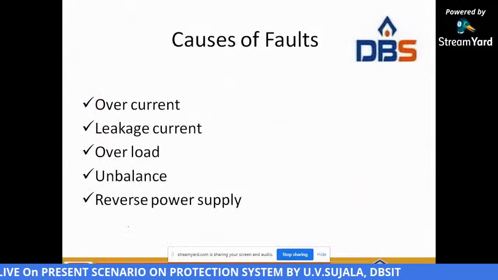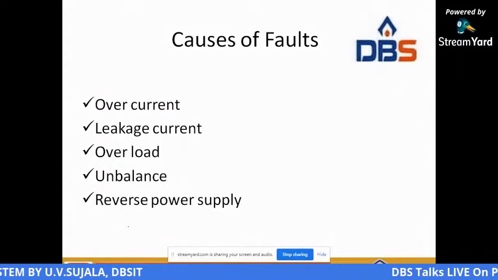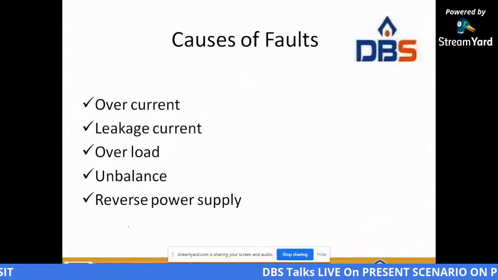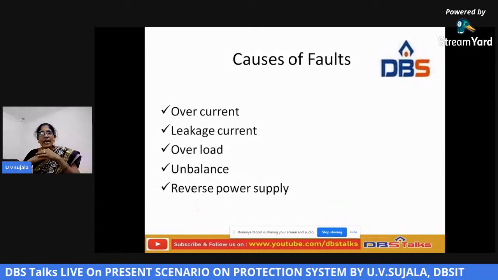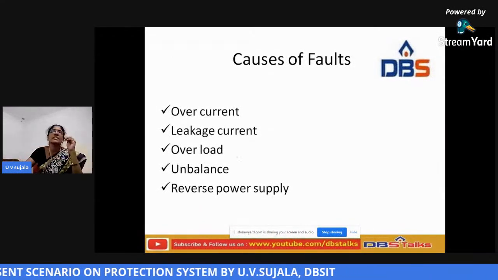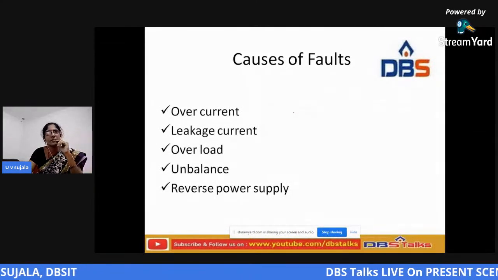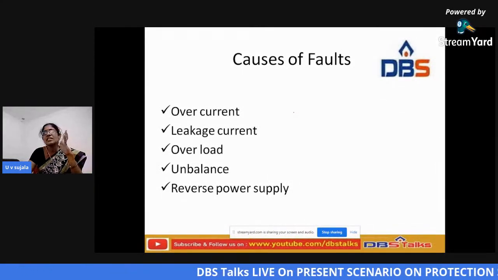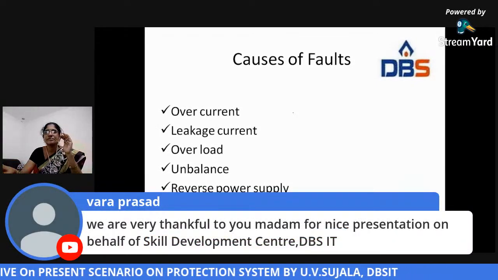Next, what are the main causes of the faults? We know that there are overcurrent, leakage current, overload, unbalance, and reverse power supply. That means whenever an overcurrent is obtained, the condition must be a short circuit, and only then is the overcurrent condition obtained.